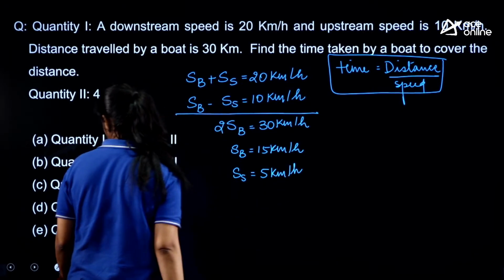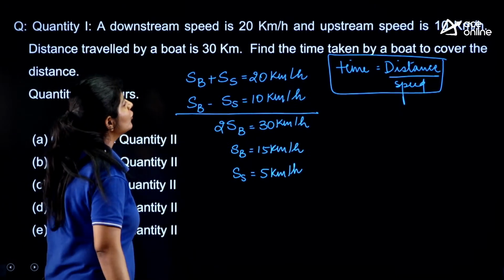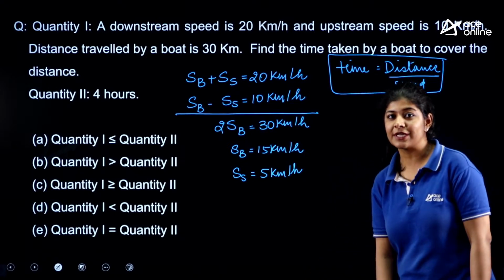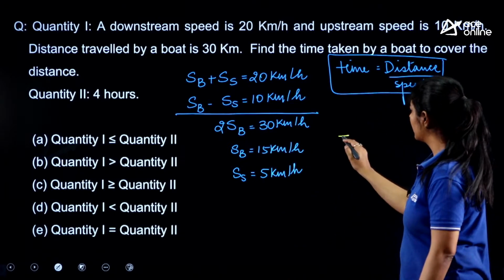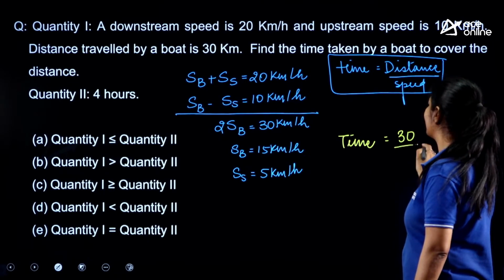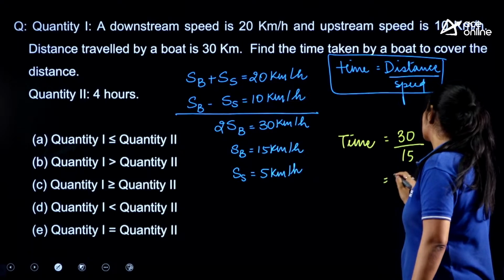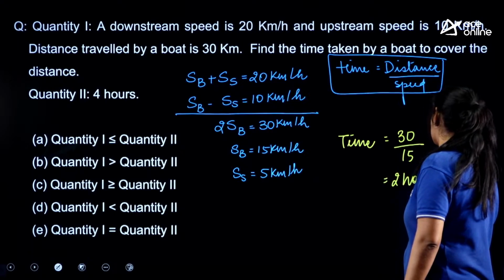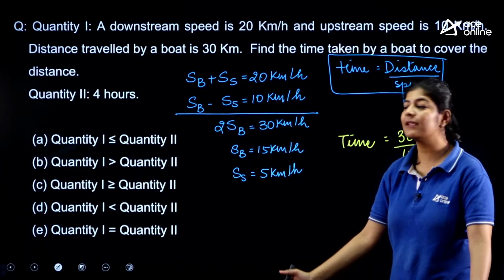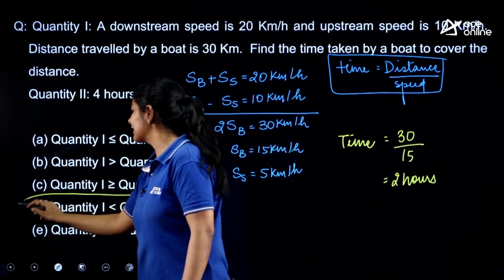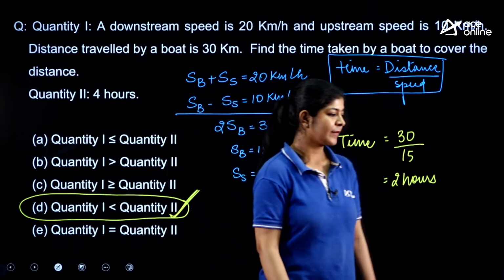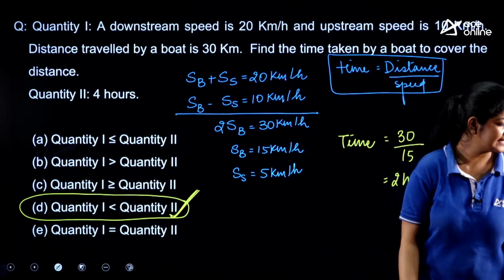But the question is different. Question is asking, if we want to cover the distance of 30 kilometers, how much time is taken by the boat in still water. Time is nothing but distance, that is 30, divided by the speed, that is 15. So the time taken by the boat is 2 hours and the quantity second is 4 hours. So we can easily say that quantity second is greater than the quantity first. Option number D is the correct one.